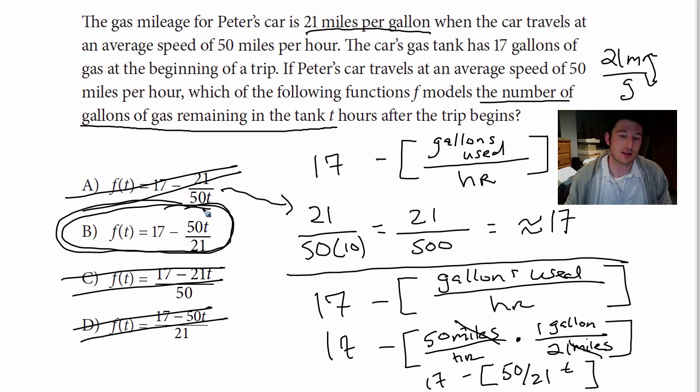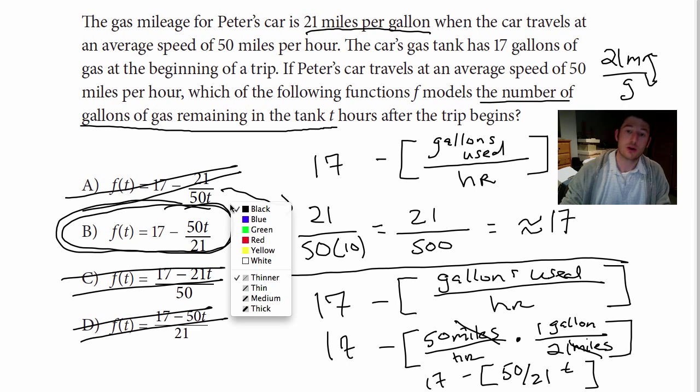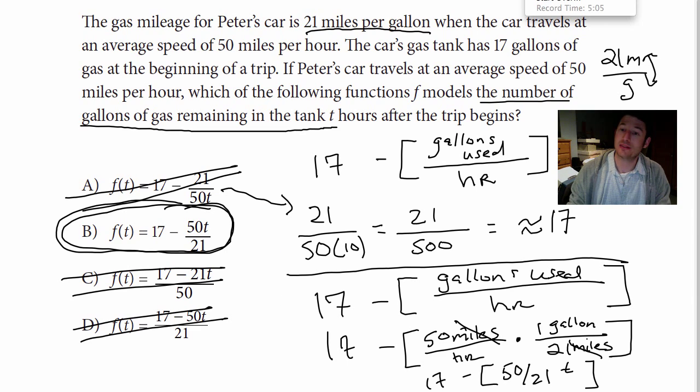But I like the other way better, considering that as the time gets bigger here with the T in the denominator, you're actually using less and less gas, which doesn't make any sense. So hopefully that made sense now, and you can get that problem right.